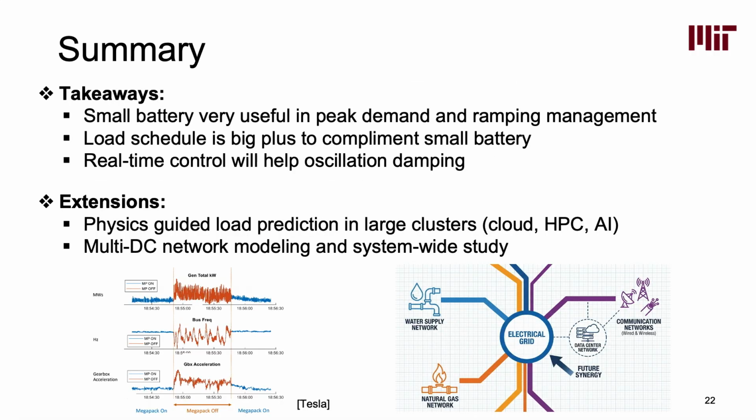Just to summarize what I've been talking about today, I know it's a lot of topics to cover. The brief takeaway is that on the slower time scale, the small battery is going to be very, very useful in managing the peak demand and the ramping rates when making schedules. And load scheduling is also a big plus if we have this additional battery buffer and do co-optimization on both the computing side and the electrical side. And essentially, for the faster time scale, we need real-time control to do that.